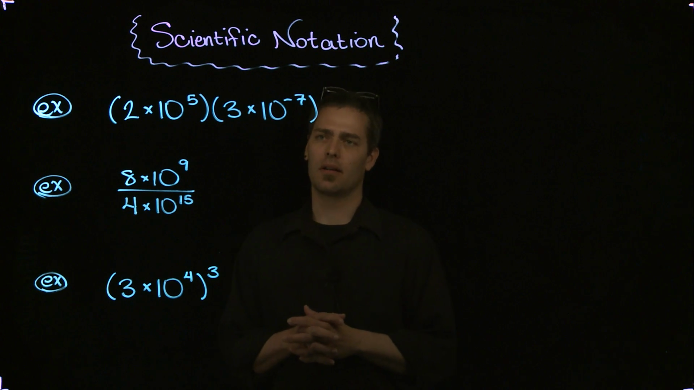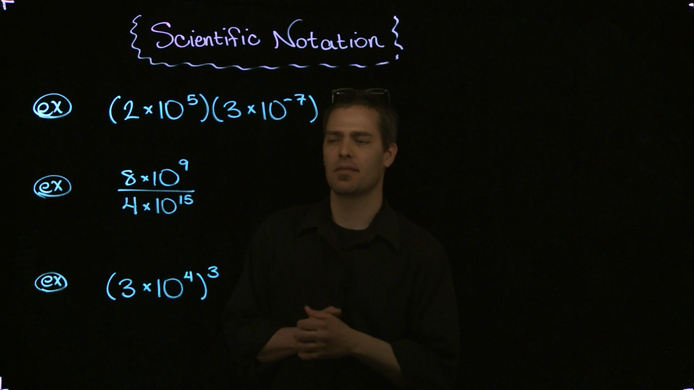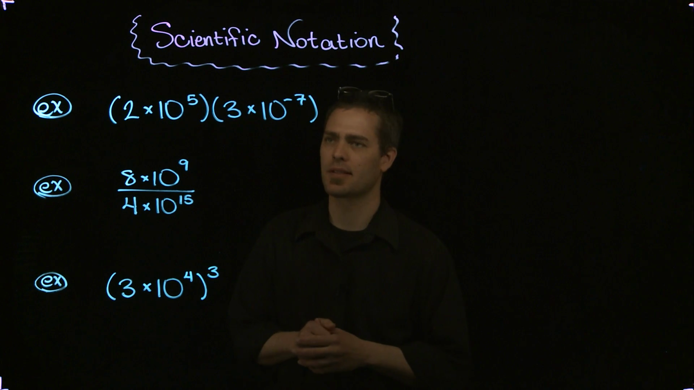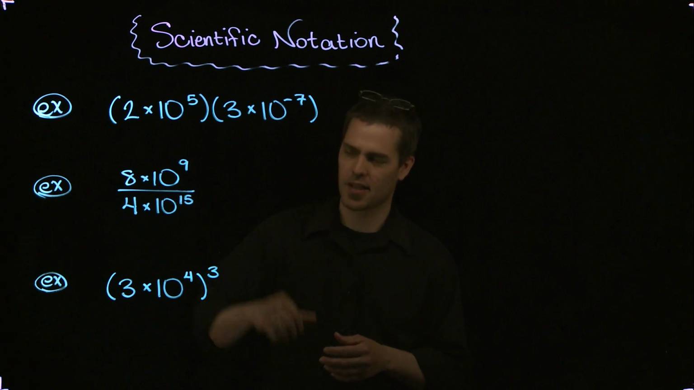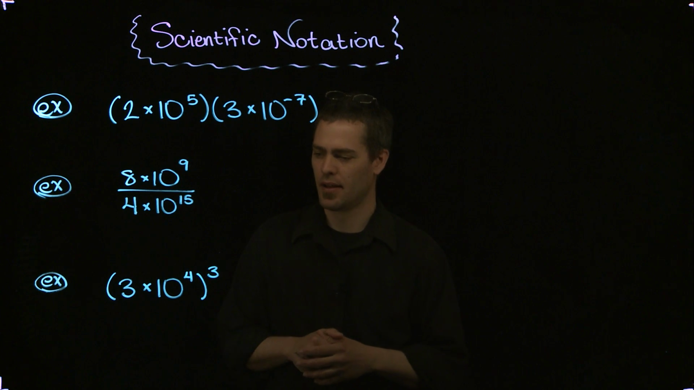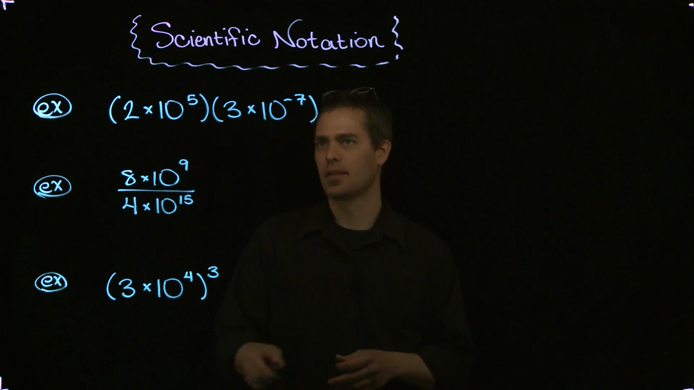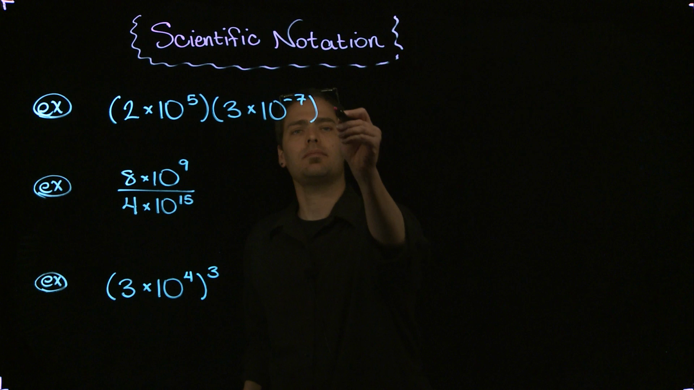Okay, here are a few more examples of working with scientific notation. In this case, we're multiplying a couple numbers in scientific notation, then we're dividing a couple numbers in scientific notation, and then we're going to take a number in scientific notation to a power. So let's look at this first one.